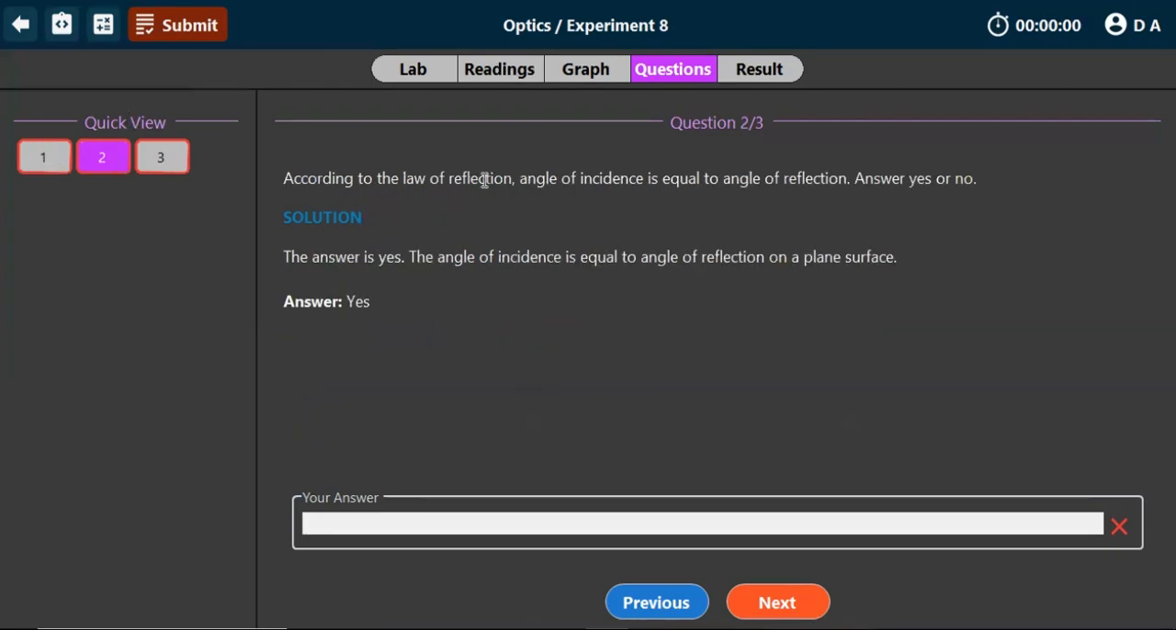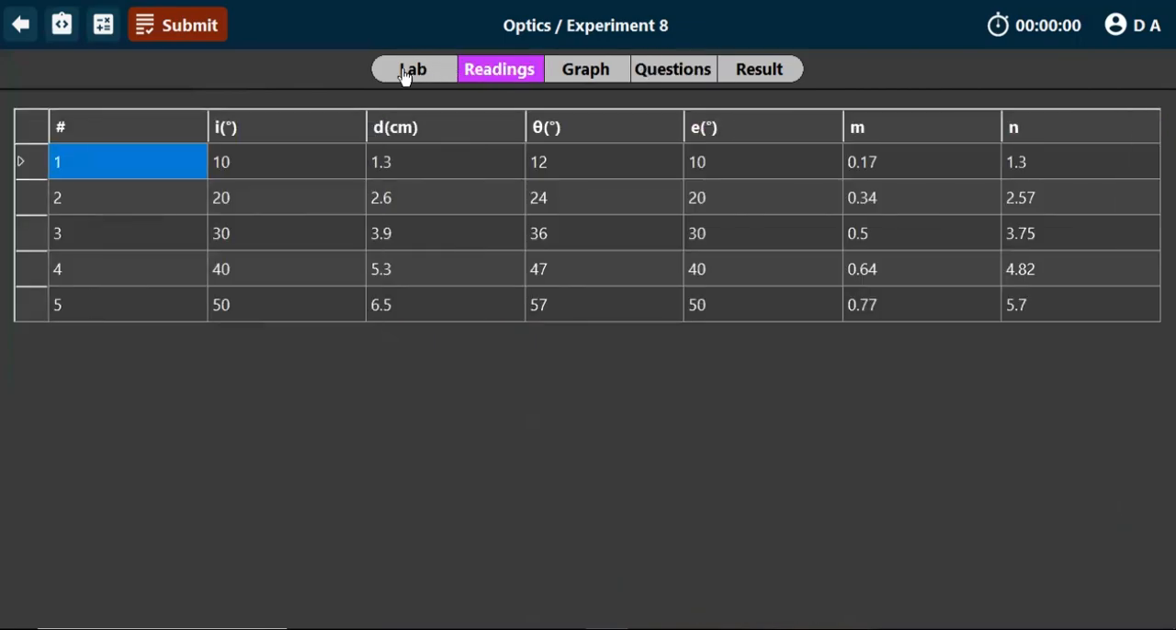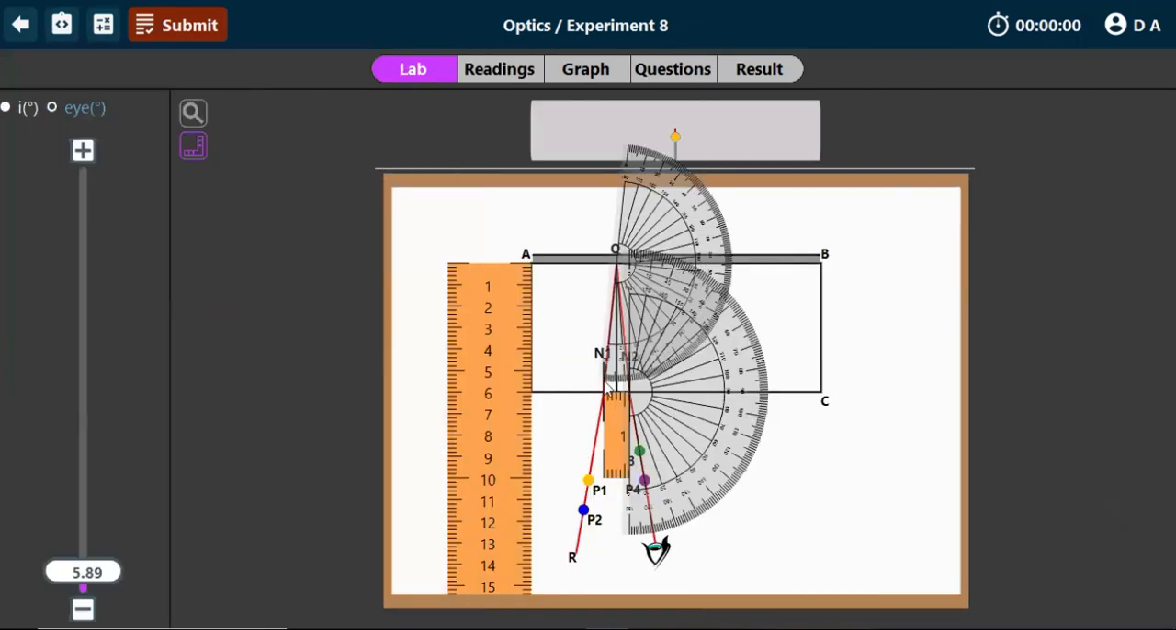Now, the second question here is, according to the law of reflection, the angle of incidence is equal to the angle of reflection. Yes, the answer is yes, because in reflection, the angle of incidence is equal to the angle of reflection, and you see that here. So the angle of incidence on the plane mirror is equal to the angle of reflection. This is a plane mirror, so the angles are the same.